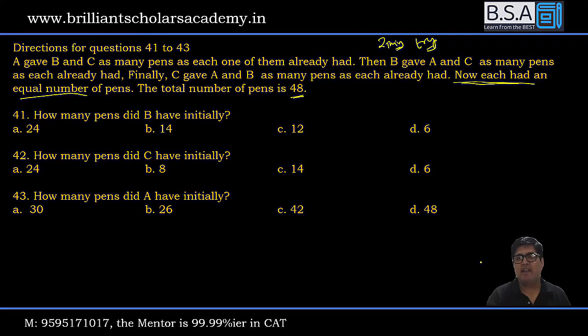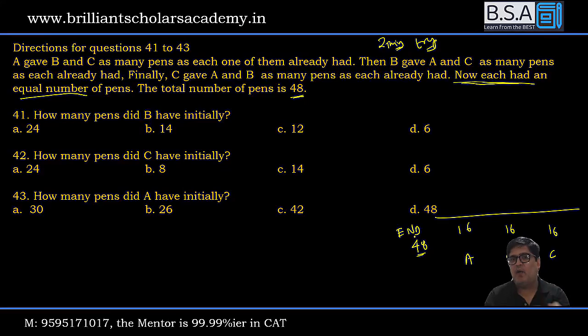See, I'm focusing here. This is person A, this is person B, and this is person C. They all have 48 pens together. That means there are 16 pens, 16 pens, 16 pens right now. This is the end.